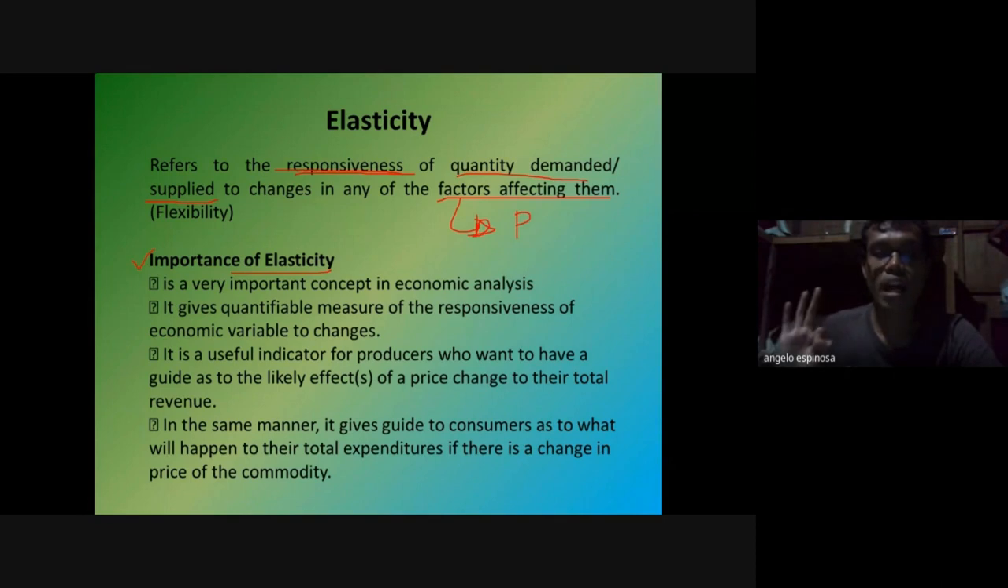Okay, number three, we have importance of elasticity. It is a useful indicator for producers. Who are the producers? Those suppliers, those sellers. It is a useful indicator for producers who want to have a guide as to the likely effects of a price change to their total revenue.